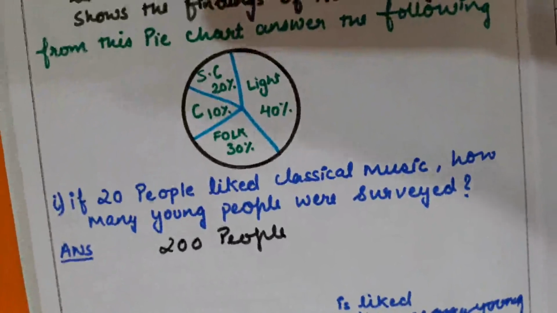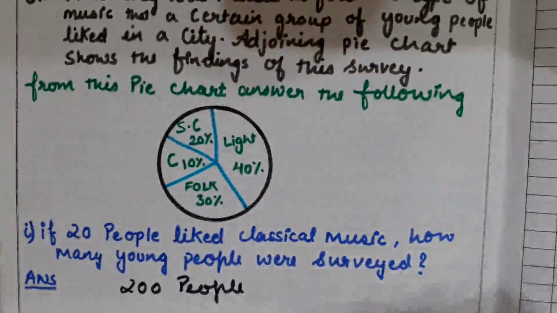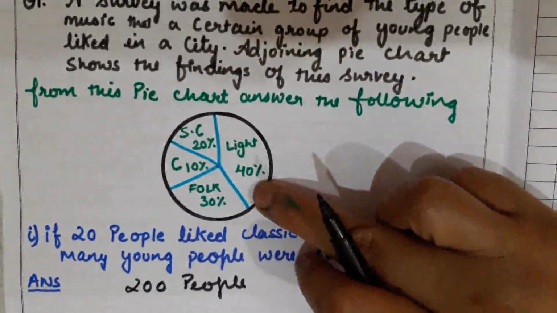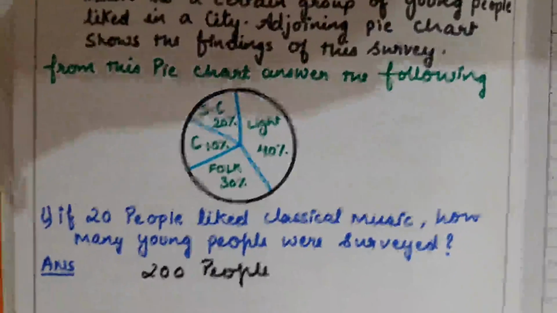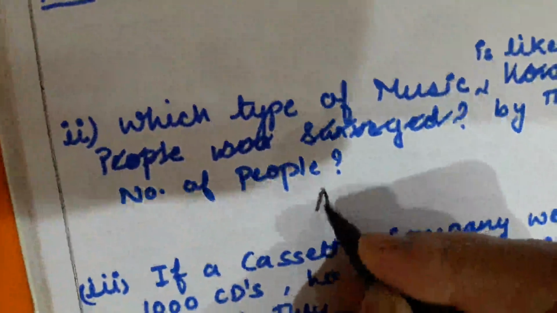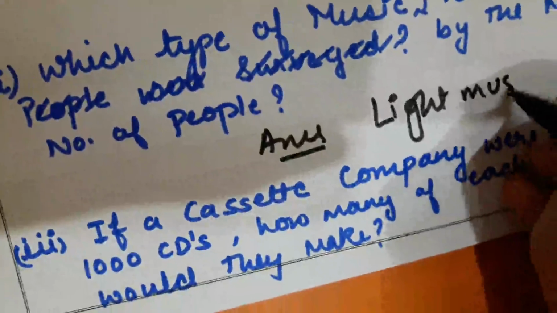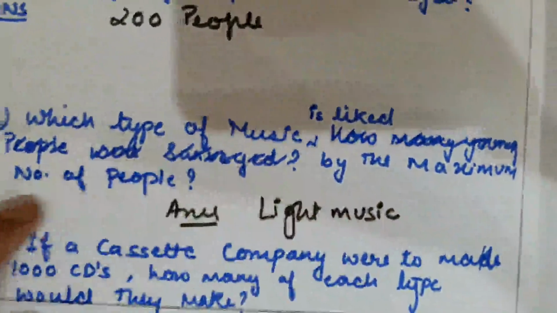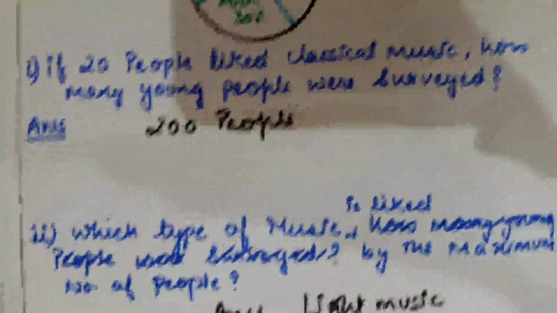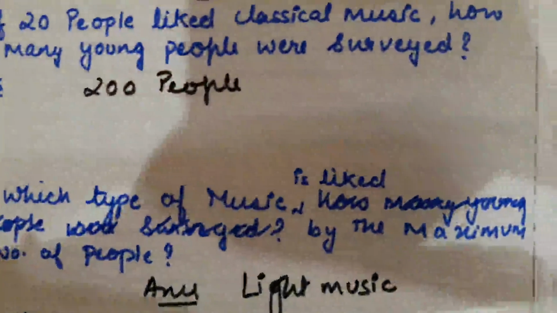According to the pie chart, 40% of young people like light music. So the answer will be light music. Getting my point? What was the question? Which type of music is liked by the maximum number of people? According to this pie chart, light music is liked by the maximum number of people.